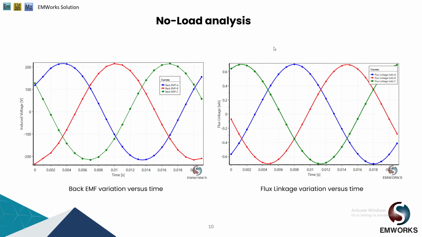Next, we have the back EMF of the generator. As the generator was rotated at its base speed of 51 rpm, the induced voltage is generated across the stator terminal of the generator. For our design, the peak phase induced voltage is close to 210 volts.